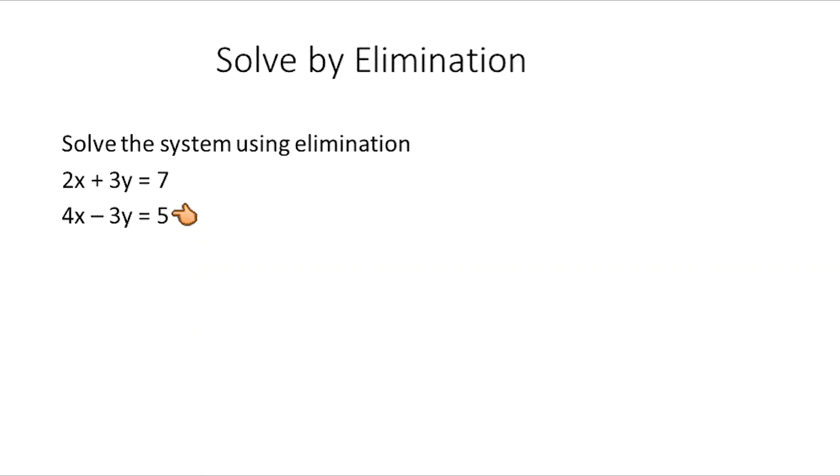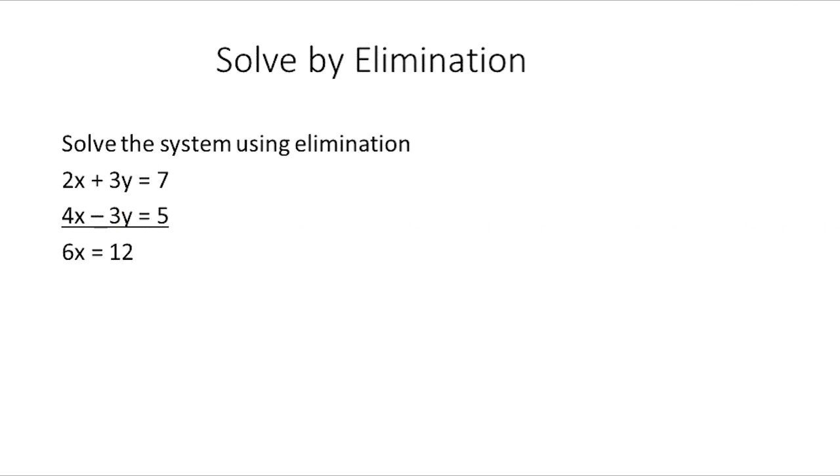Whenever you add the two equations together, you want to make sure that you have one variable that has the same number, but one's a positive and one's a negative. Here with my y's, I have a positive 3 and a negative 3. You want them to be the same number, but one positive and one negative, so that they can cancel out. So for these equations, there's nothing we have to do except add them together.